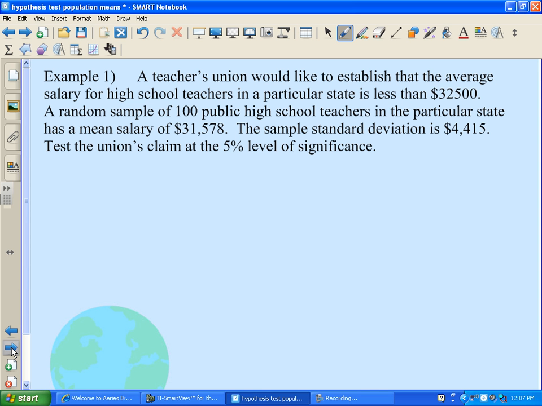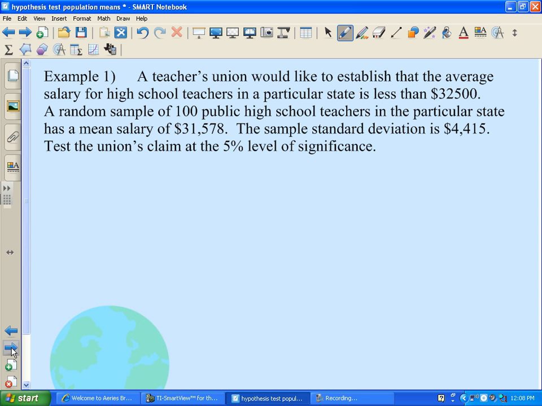Teachers Union would like to establish that the average salary for high school teachers in a particular state is less than $32,500. A random sample of 100 public high school teachers in a particular state has a mean salary of $31,578. The sample standard deviation is $4,415. Test the union's claim at the 5% significance level.